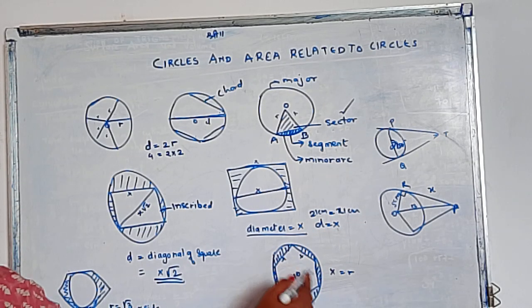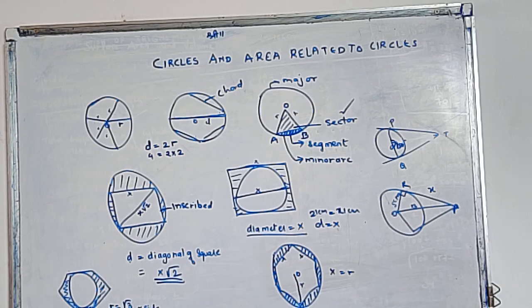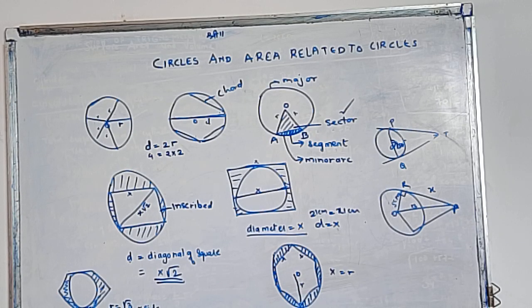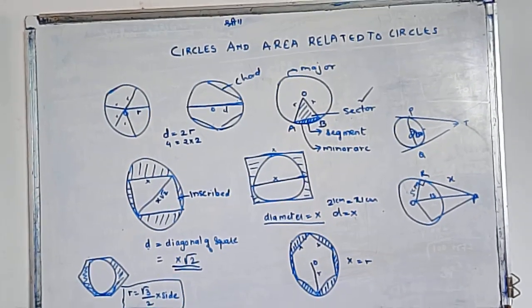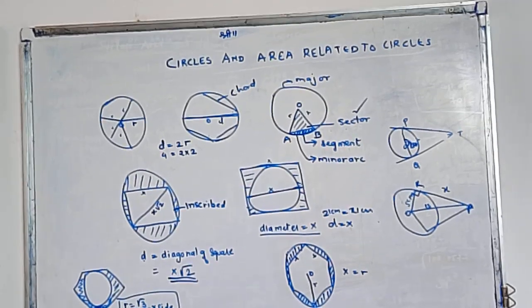Then we have a hexagon. If a circle is there and a hexagon is inscribed inside the circle, then the side of the hexagon is equal to the radius of the circle. If there is a hexagon and a circle is inscribed inside the hexagon, then the radius is root 3 upon 2 into side.